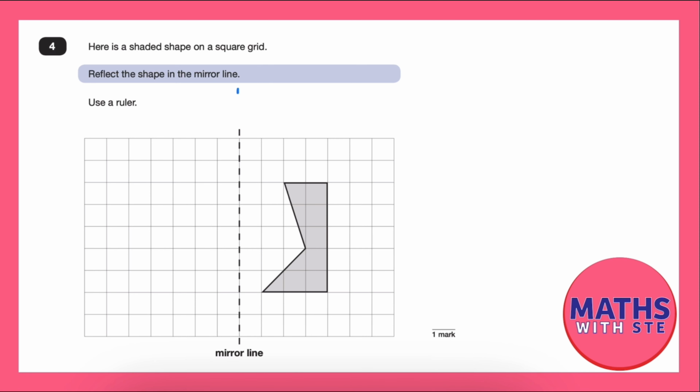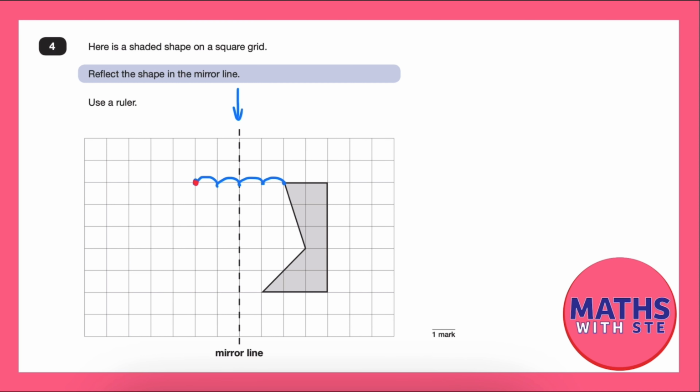Now, this here is the mirror line, and all I need to do is count the squares away from the mirror line. And so the first thing I'm going to do, I'm going to choose a corner. So I'm going to choose this top corner here, and I'm going to go from there to the mirror line. 1, 2. Now I just need to do that on the other side. 1, 2. So there's my first point. In fact, I'm just going to do that in red so I can see the difference.